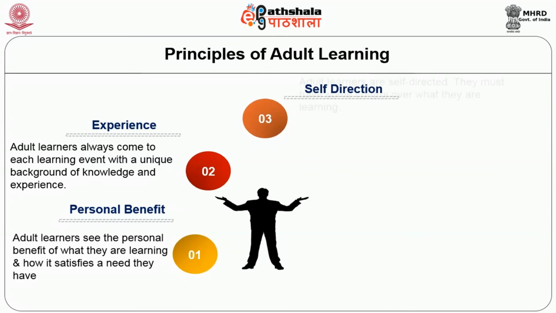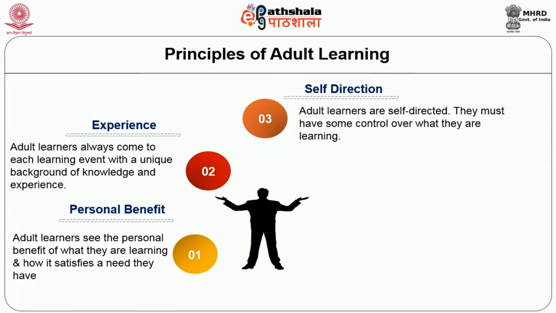Number 3, self-direction. Adult learners are self-directed. They will not like people to dictate. They think that they must have some control over what they are learning.